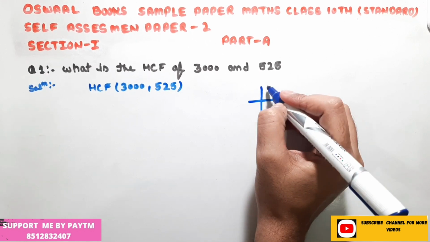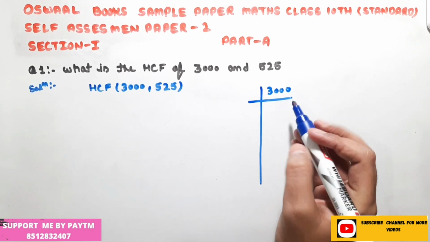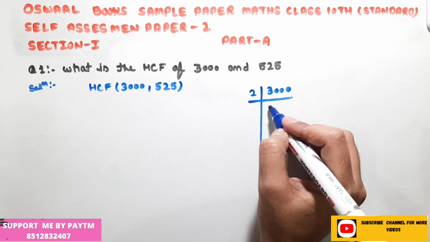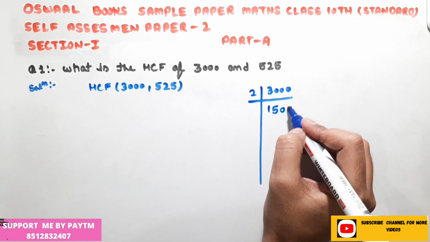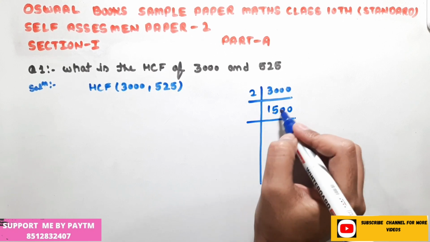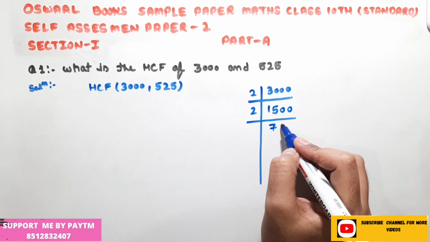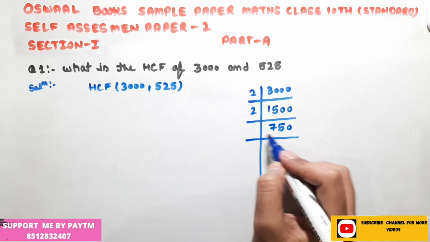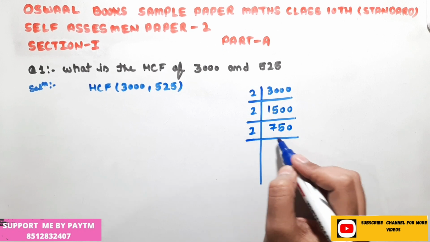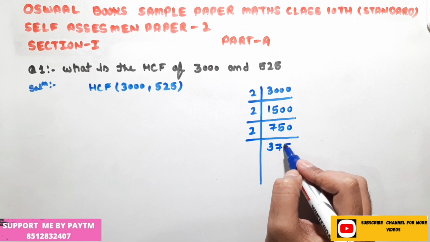The prime factors of 3000: 3000 is divisible by 2. 2 1s are 2, 2 5s are 10 and 0 0. This is divisible by 2. 2 7s are 14, 2 5s are 10 and 0. Again 2, 2 3s are 6, 2 7s are 14 and 2 5s are 10.